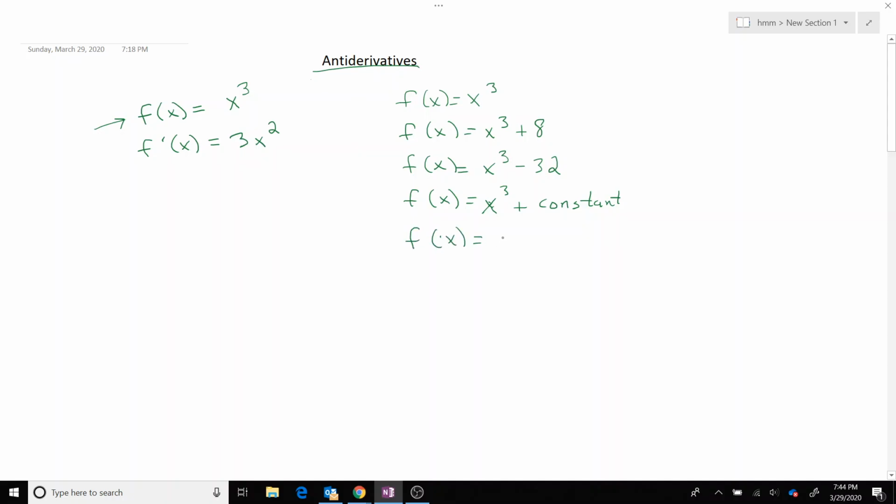We're going to write the answer as x cubed plus, we're going to use a capital C to represent the constant. We don't know what that constant is. It might have been 0, like in this first example. It might have been 8. It might have been negative 32. It could have been any number. But if our function is x cubed plus any constant, the derivative would end up being 3x squared. So today we're going to take antiderivatives.